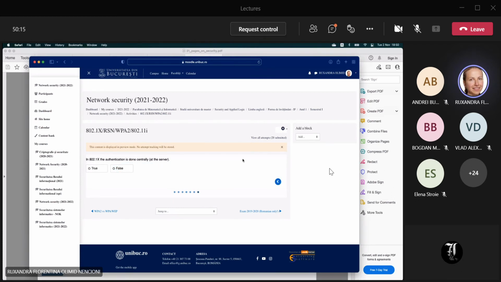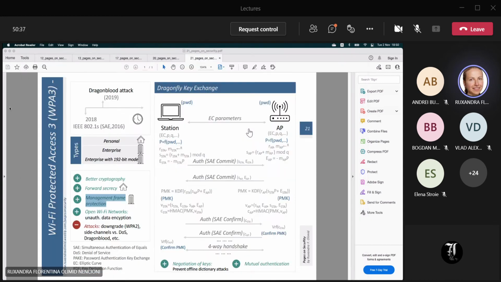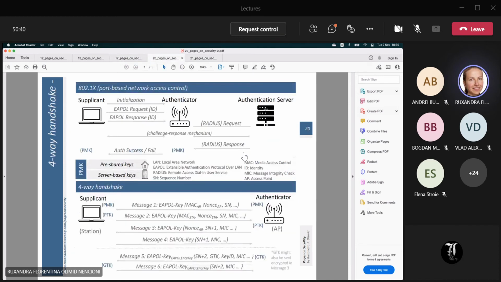In 802.1X, authentication is done centrally at the server. True. This is true. And we finish. Why is it done centrally at the server? It's because, as we know from here, everything needs to go to this authentication server. So even if we have several APs, they're all talking to one authentication server that stores all these credentials for the users and so on. And then based on this, it provides authentication or not.